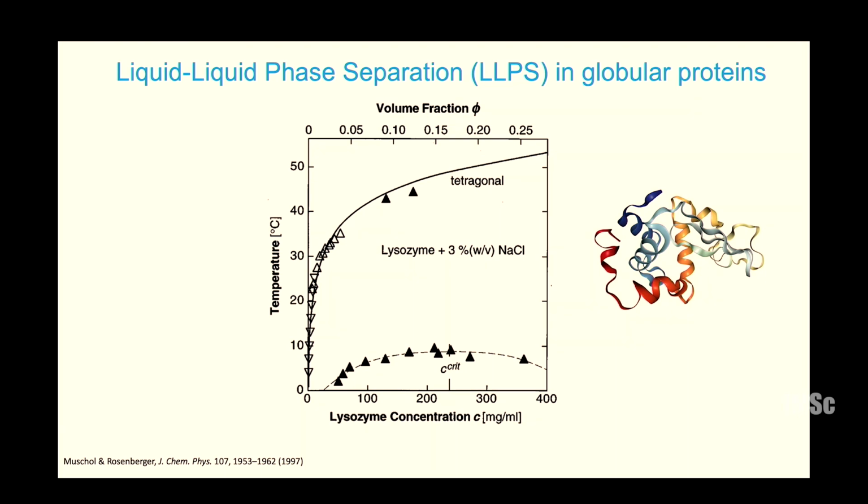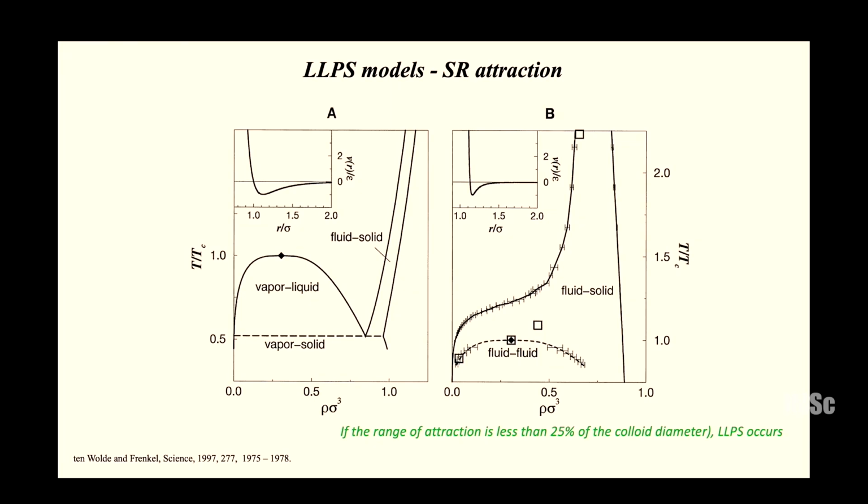What you see here is a classical lysozyme protein, which is a type of globular protein. People have experimentally measured what happens when you create a protein solution of different concentration at different temperature. You create a liquid-liquid phase separation. It basically means that two liquids phase separate, and if you measure the concentration of protein in these two, they have different concentrations of the protein. This is just an example, but there are a lot of other examples one can cite.